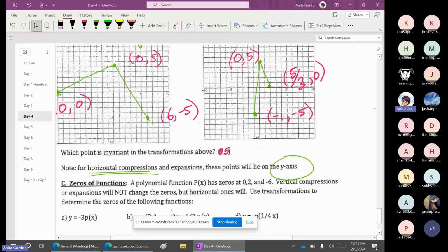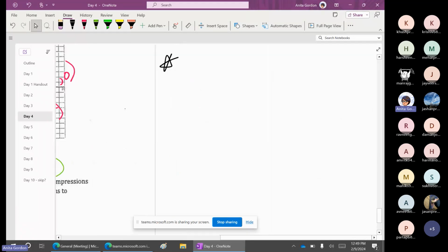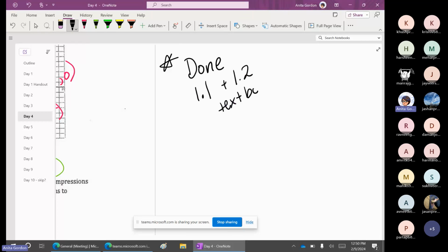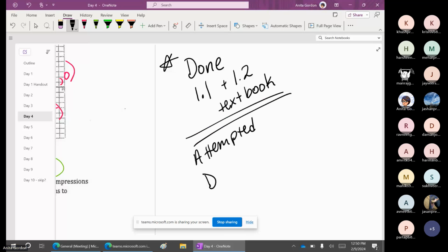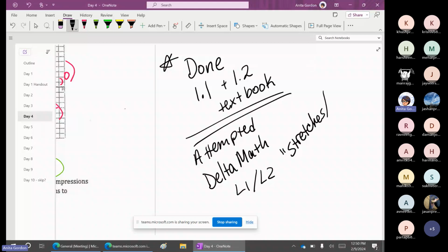I'm going to do a little side note here so that you have it on your screen and in your notebook. You should have done homework questions from 1.1 and 1.2 from the textbook. So you have the PDFs on our Teams, and you should have at least attempted some of the Delta Math. Okay, try the level 1 and level 2 stretches assignment. I think it's called stretches and compressions or something like that.